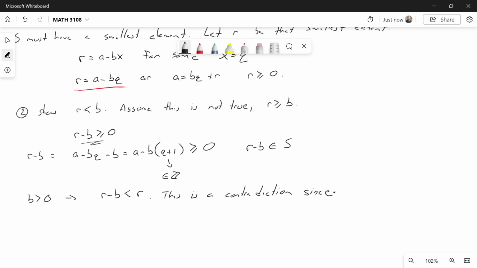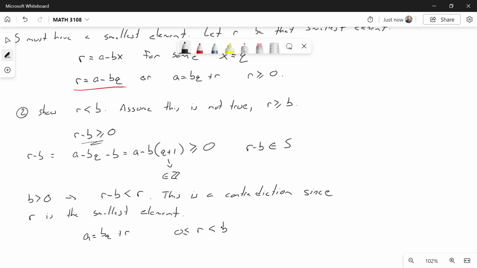And it's a contradiction since R is the smallest element. Okay, so where does that leave us with the proof at this point? Well, we still have A, which is equal to BQ plus R, and now we've shown that R is greater than or equal to 0 and strictly less than B.